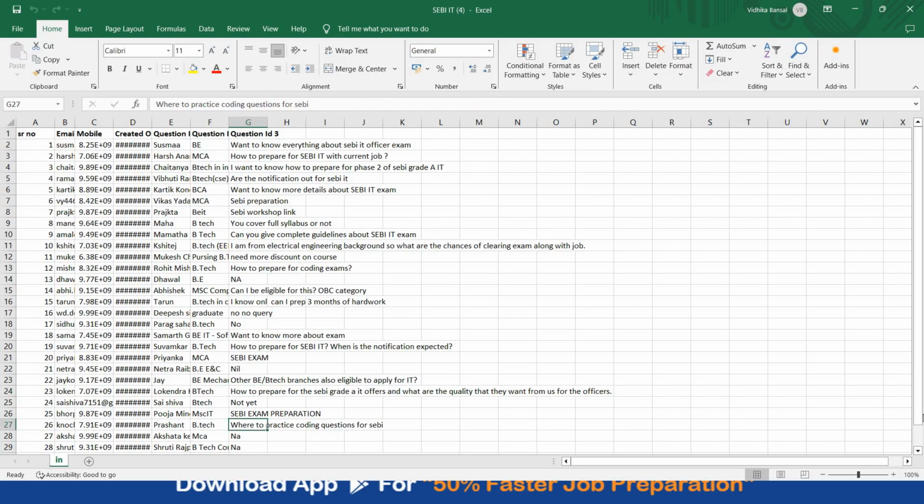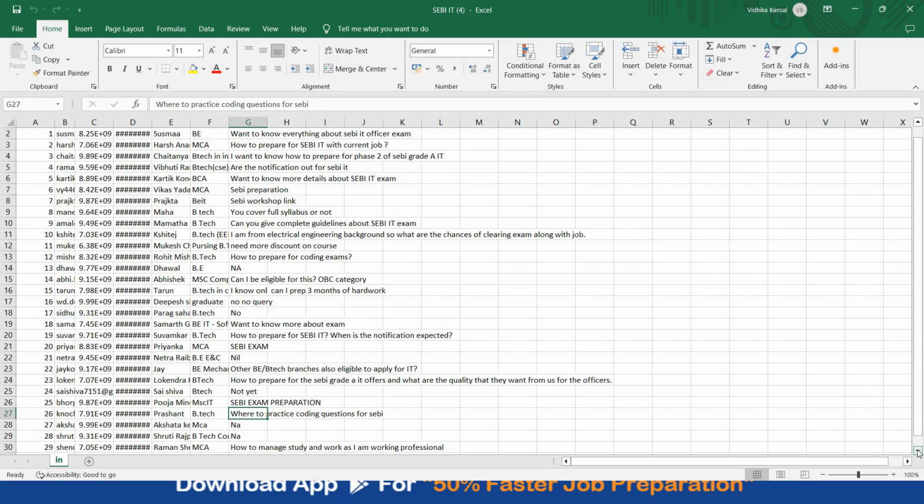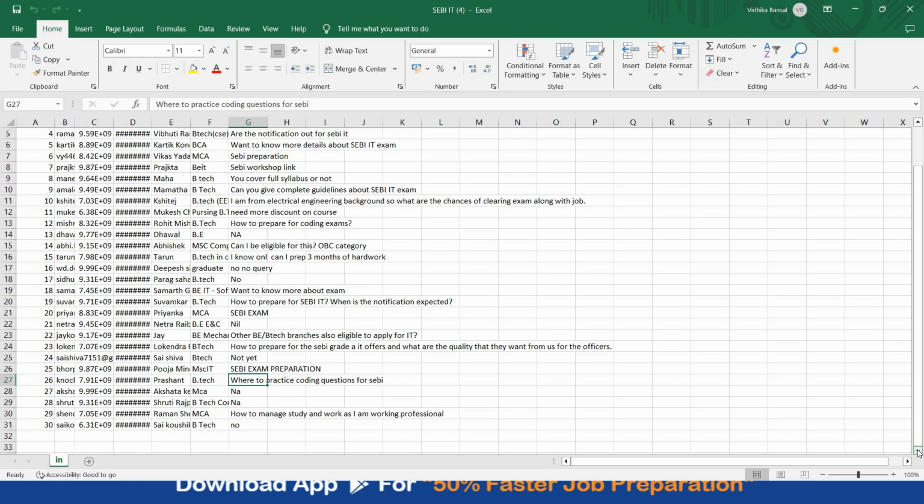Then the next question is, where to practice coding questions for SEBI IT? There is the LeetCode platform, which is similar to the Pariksha platform, the one that comes in the exam. So as of now, you can start your preparation, you can start your practice on the LeetCode platform.